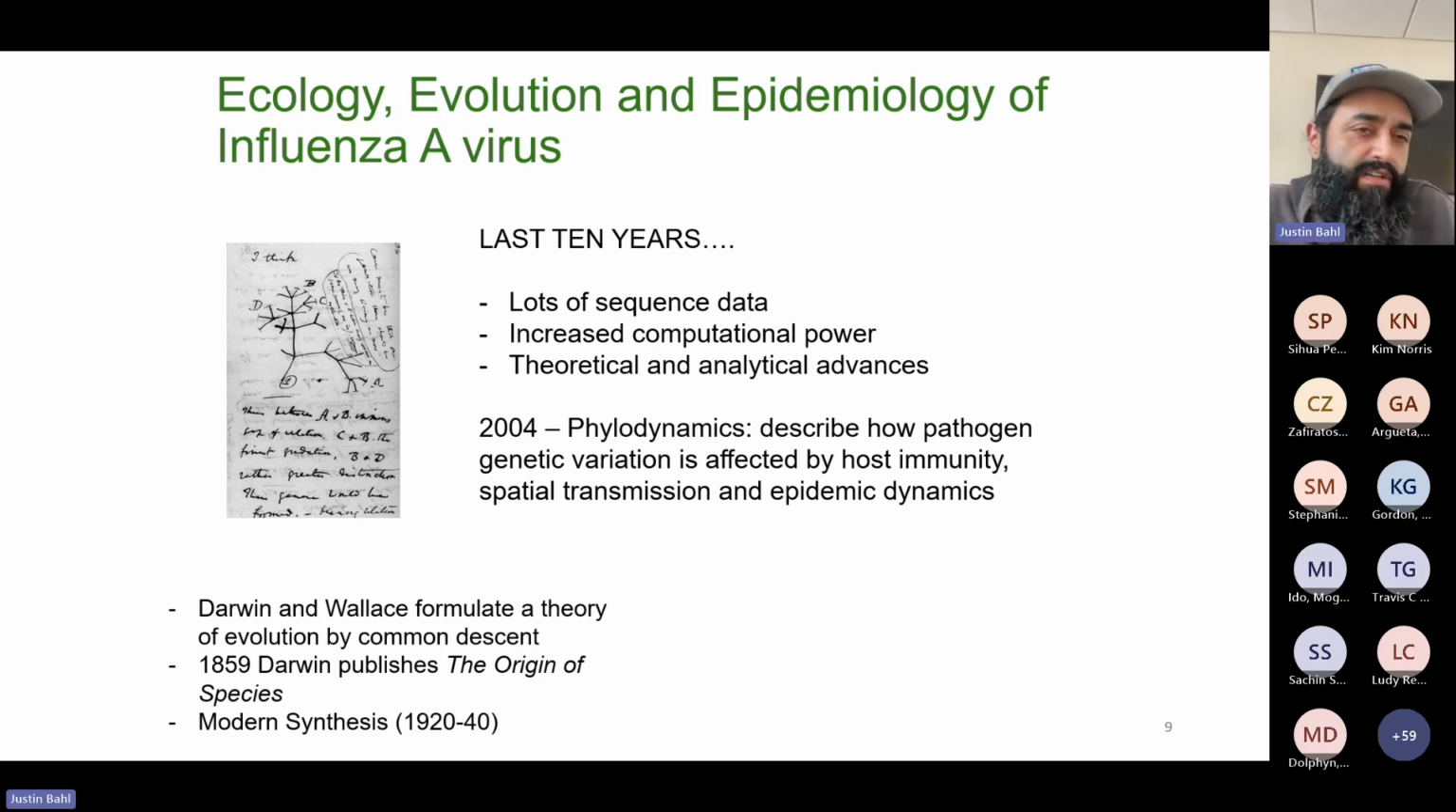In the last 10 years, which really brings us to this point, we've had this massive amount of sequence data.